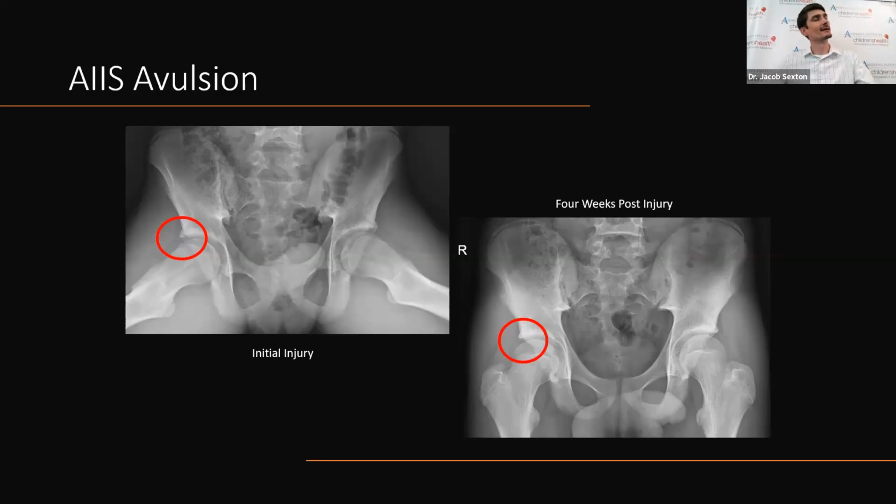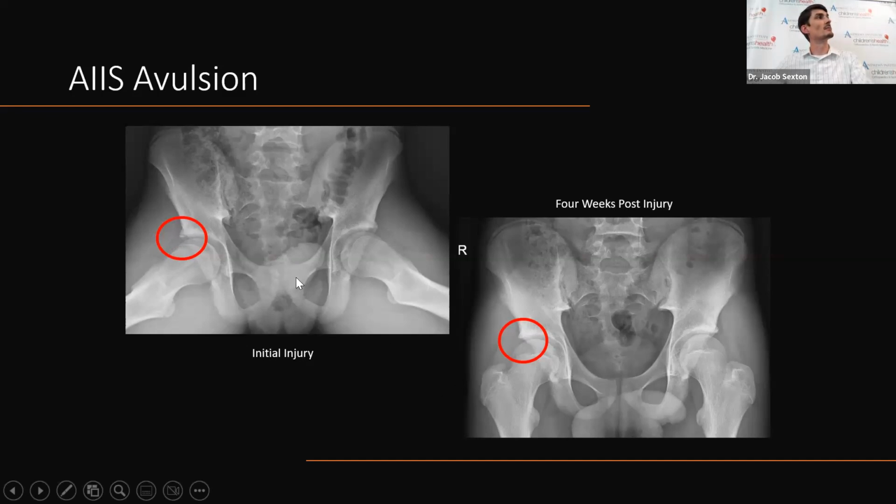And once you get that, your suspicion should be high enough to just take them out at that point in time. And usually you'll see a pretty significant weakness from there. Again, what you can see on this left image here is very minimal displacement, but you have your AIIS right there. That's the site of the rectus femoris attachment. And then 4 weeks later, when they came back in, you can see there's been ossification of that non-displaced fracture here.